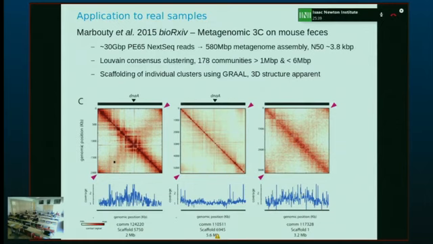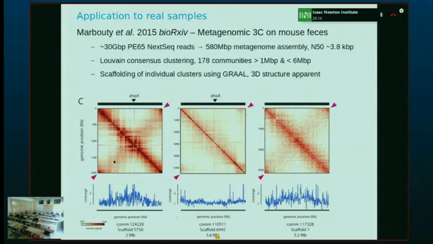What they did was to generate about 30 gigabase pairs of Illumina reads, very short ones, 65 base reads. That produced a 580 megabase pair genome assembly with an N50 of around 4 kilobases. And they applied Louvain consensus clustering onto this, which resulted in 178 communities that were between 1 and 6 megabase pairs in size, so your typical bacterial genome size. And then they took those individual communities, those clusters, and they scaffolded them using the software called GRAAL.